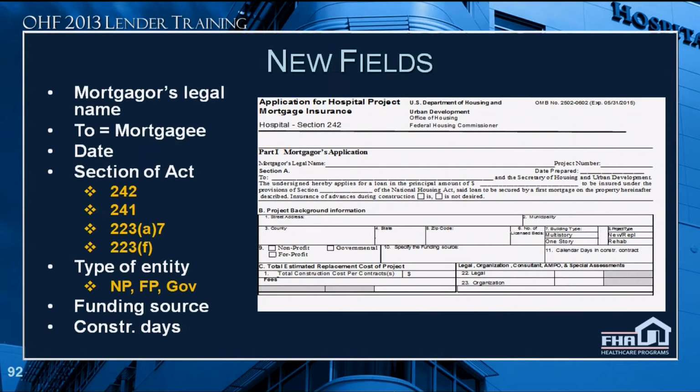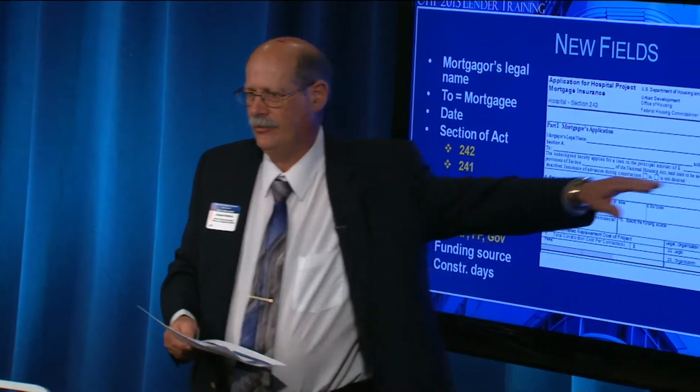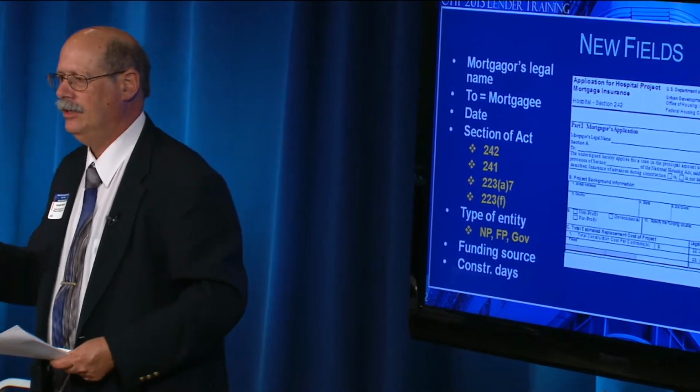Okay, next slide. Let's take a look at the top section of the 2013 and some of the changes. First of all, the mortgagor's, the borrower's, legal name goes on the top line. A lot of times there's been confusion on that, so we tried to address that issue. Then section A2, the mortgagee, that's you. We also added a line for the date prepared.